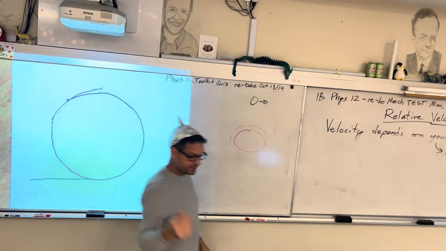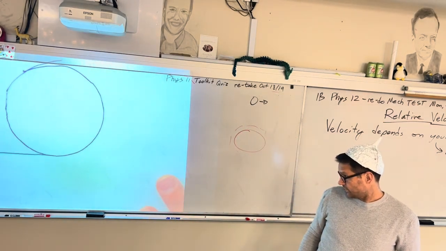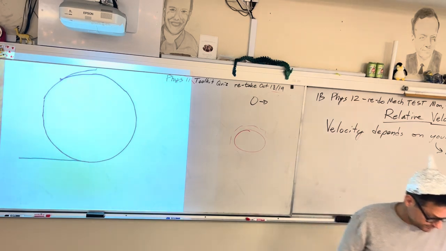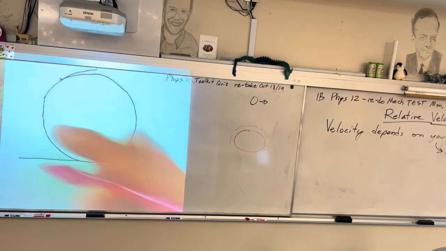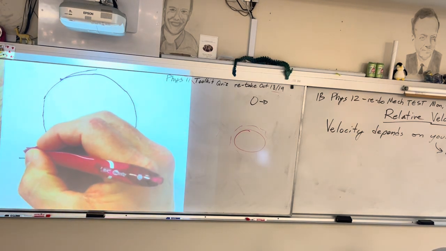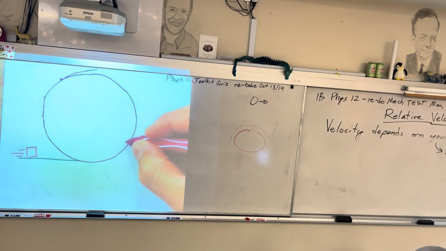This is circular extensions, IB12. So this is a ramp. We're gonna have a little block, and we're gonna fling it with some velocity. And it's gonna end up here.